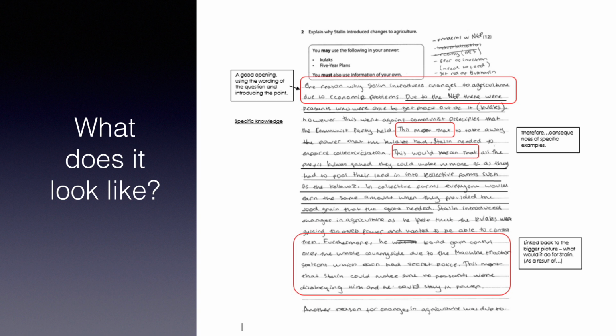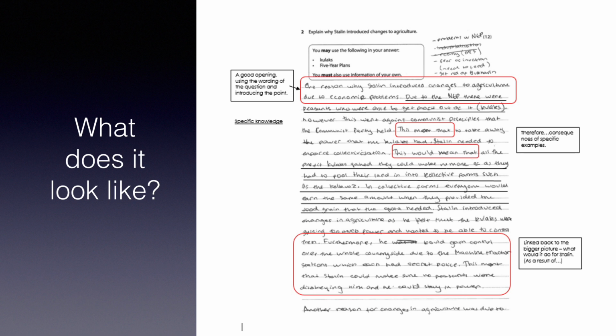Now, this would mean that is focusing on consequences. So if you're using 'therefore' and 'as a result of' structure, those would be your therefores. Right, Stalin introduced changes into agriculture as he felt that the kulaks were gaining too much power. So this is linking back to the question, and wanted to be able to control them. Furthermore, he would gain control over the whole countryside due to the machine tractor stations, which each had secret police. This meant that Stalin could make sure no peasants were disobeying him and he could stay in power. So this is linking back to that bigger reason, the bigger picture, as a result of this. This is gaining and supporting his power.